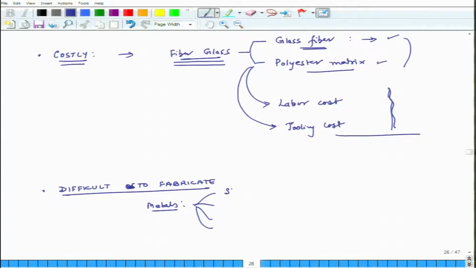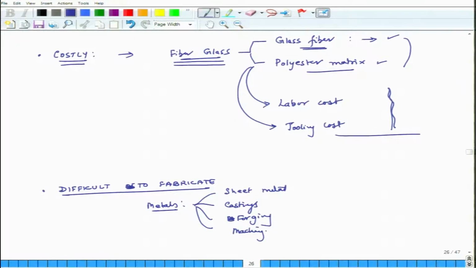For instance, you can have sheet metal processes, castings, machining, forging, and so on and so forth. So, a lot of standardization, a lot of experience has been developed.